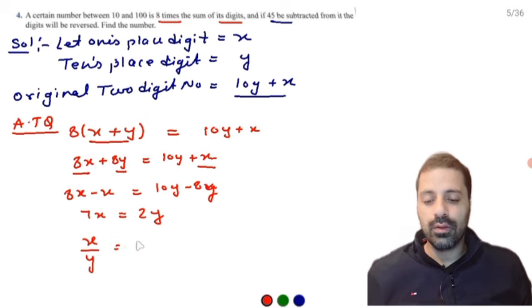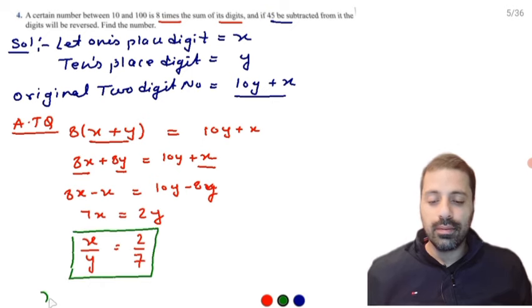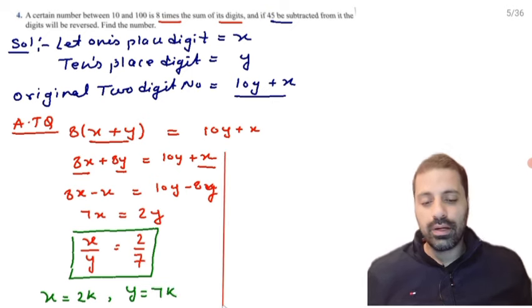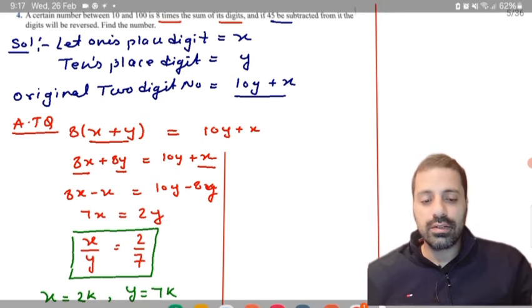So we have 7x is equal to 2y. From here we can say that x upon y is equal to 2 upon 7. From this ratio we can say that x may be 2k, let us assume 2k as one variable with this ratio, and y will be 7k. Okay my dear students, now let's check what further condition is given here.